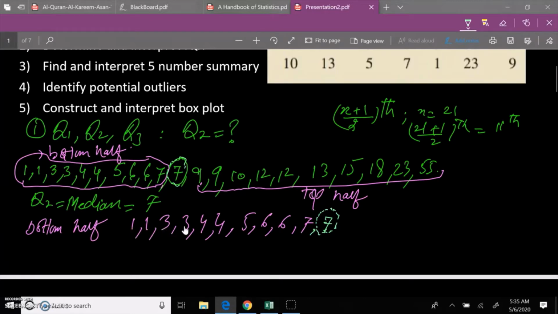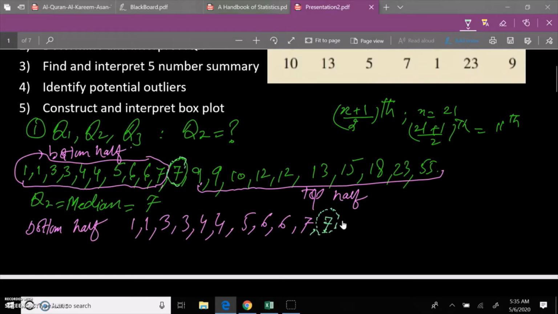1 2 3 4 5 6 7 8 9 10 11. 11 is an odd number, so 11 plus 1 will be 12, divided by 2 is 6. That value will be the median. So what will be the Q3?